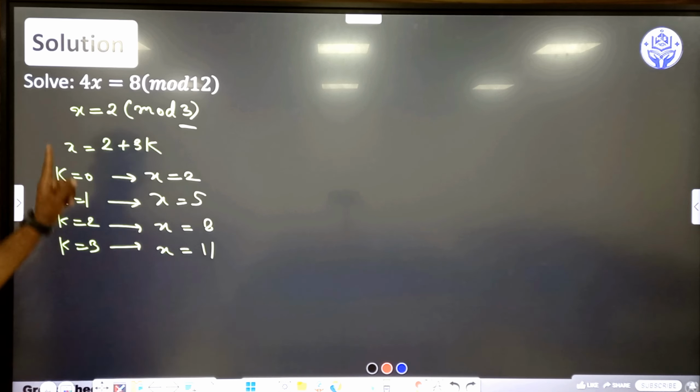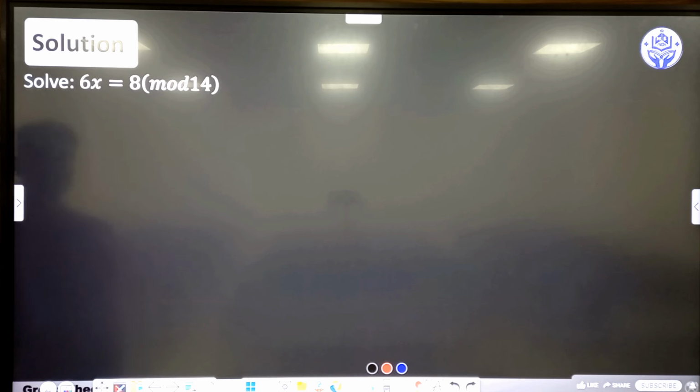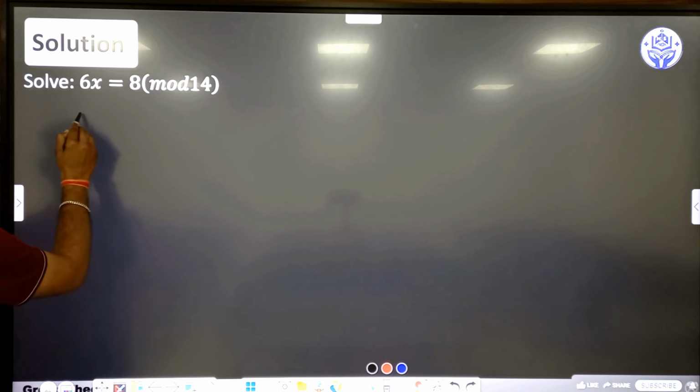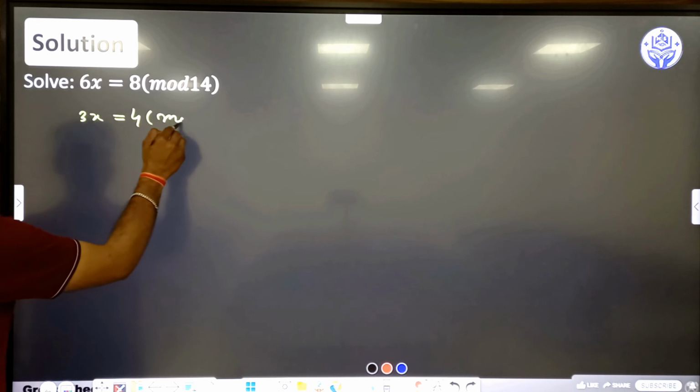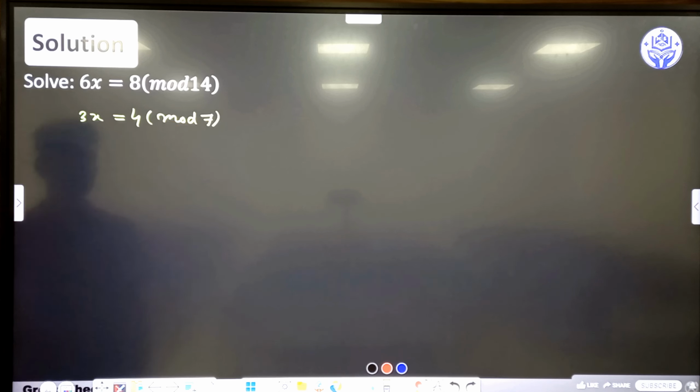But now in this case, it is what? 6x is equal to 8 mod 14. Now I can't divide fully. If I divide, I can divide like this only. It is 3x equal to 4 mod 7. Now from here, it is not.